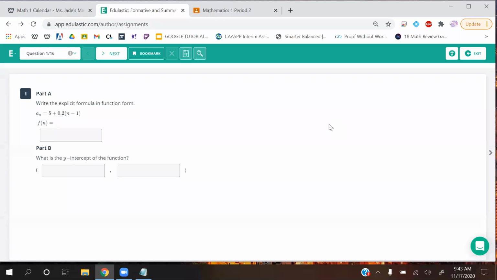So for this first problem on the review, we said to write the explicit formula in function form, and they gave us over here a sub n is equal to 5 plus 0.2 times (n minus 1), and then we have to fill it out. I'm going to annotate, and let me rewrite this so I have space.